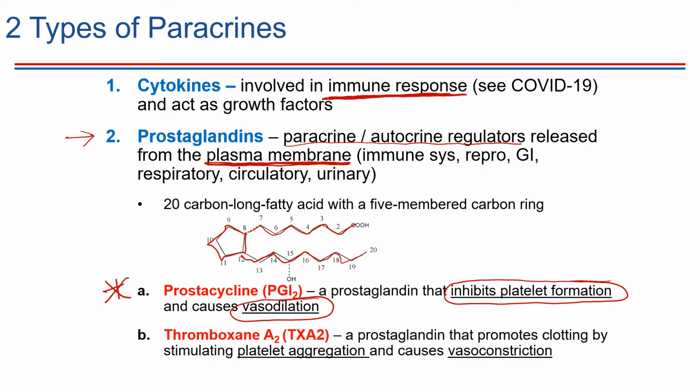The opposite of that is going to be thromboxane, and there's different types of thromboxanes. We're going to concentrate today on thromboxane A2. This is a prostaglandin that does the opposite of prostacyclin. So it's going to promote platelet aggregation. So this is what you're going to want when you want to make a clot, and it's also going to cause vasoconstriction. So we've got these two prostaglandins that are opposing each other. We're going to see how they play out in our system here.